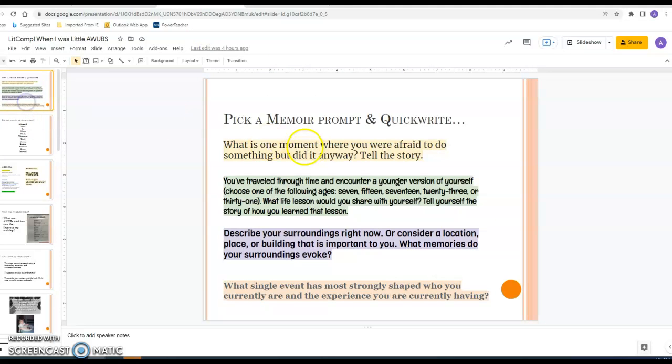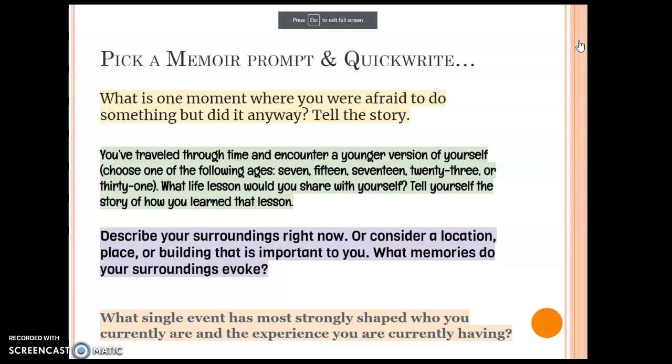So to start class, I had students take out a notebook and pick one of these prompts and write something narrative. The goal in Unit 1 is to tell a story, and these are different things that you could talk about. You could talk about fears, you could talk about reflecting on your younger self in childhood, you could talk about a location or setting that has been really important.